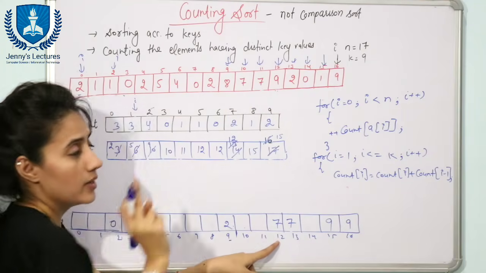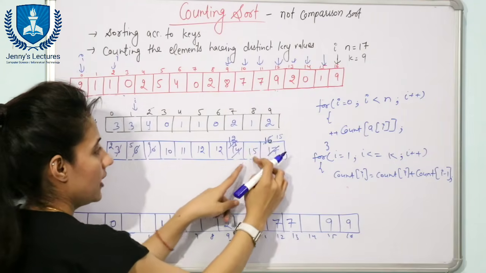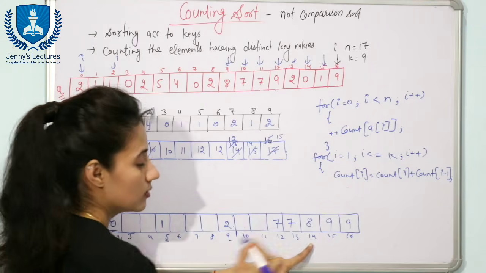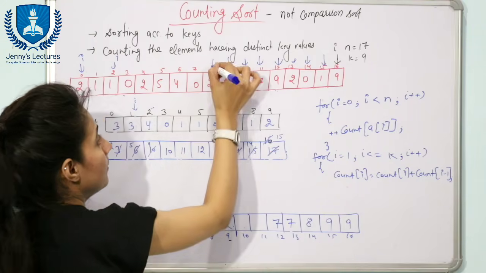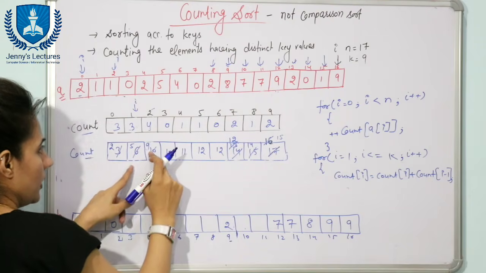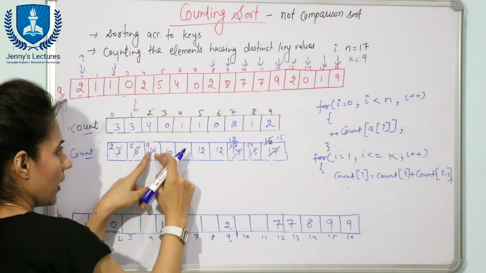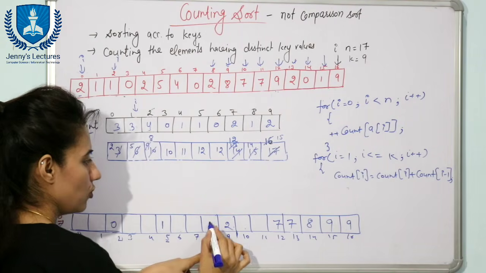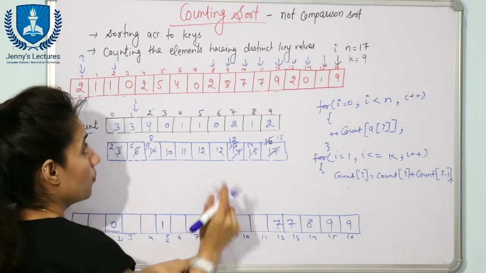Decrement I, that is 8. Go to index 8, value is 15, decrement this, that is 14. At 14th, store 8. Decrement I, so the value is 2. Now go to index 2 in this count array. At index 2, value is 9. First decrement this value, that is 8. At the 8th index, now we are going to store this value 2.